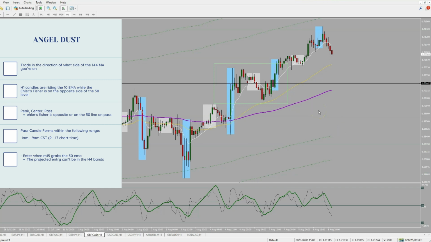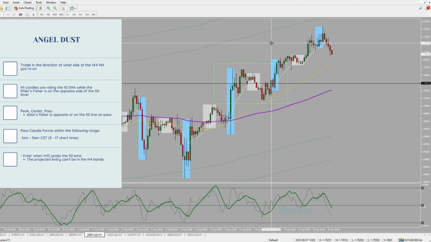But one thing to keep in mind, and it's extremely important that you pay attention to this: when the pass candle happens, the Ehlers Fisher still has to be below the 50 level if you're buying. So I'm going to take my crosshair and put the crosshair right on top of that pass candle.